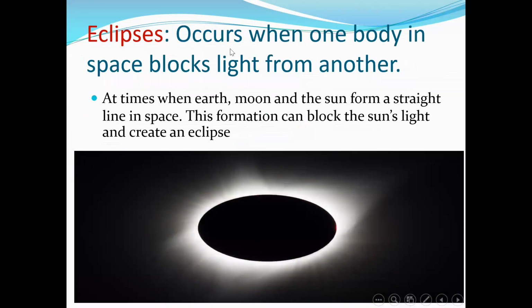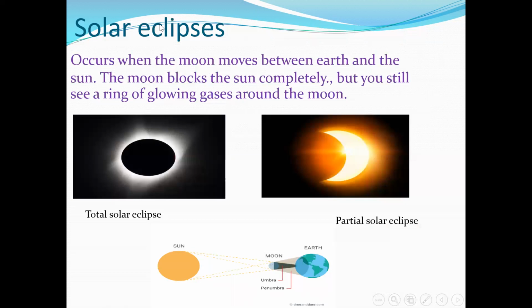So what about eclipses? An eclipse occurs when one body in space blocks sunlight from another. The moment when Earth, Moon, and Sun are in a straight line, one body like the Moon or Earth will block light from another, which is the Sun. This formation can block the sunlight and create an eclipse. We have solar eclipse and lunar eclipse.